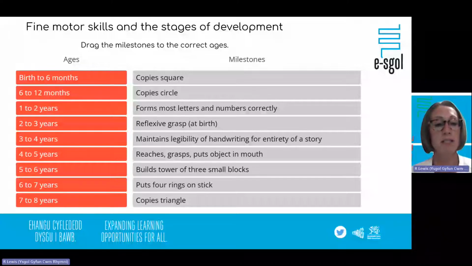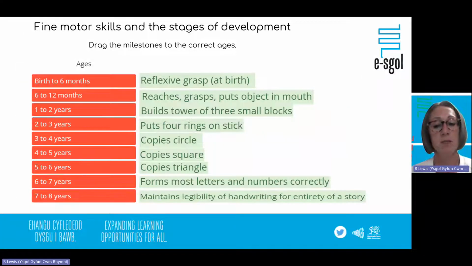So first of all, it's reflexive grasp. This is where maybe a baby would hold an adult's finger. It's natural. It's just a reflexive situation, and the hands naturally close on somebody's finger.